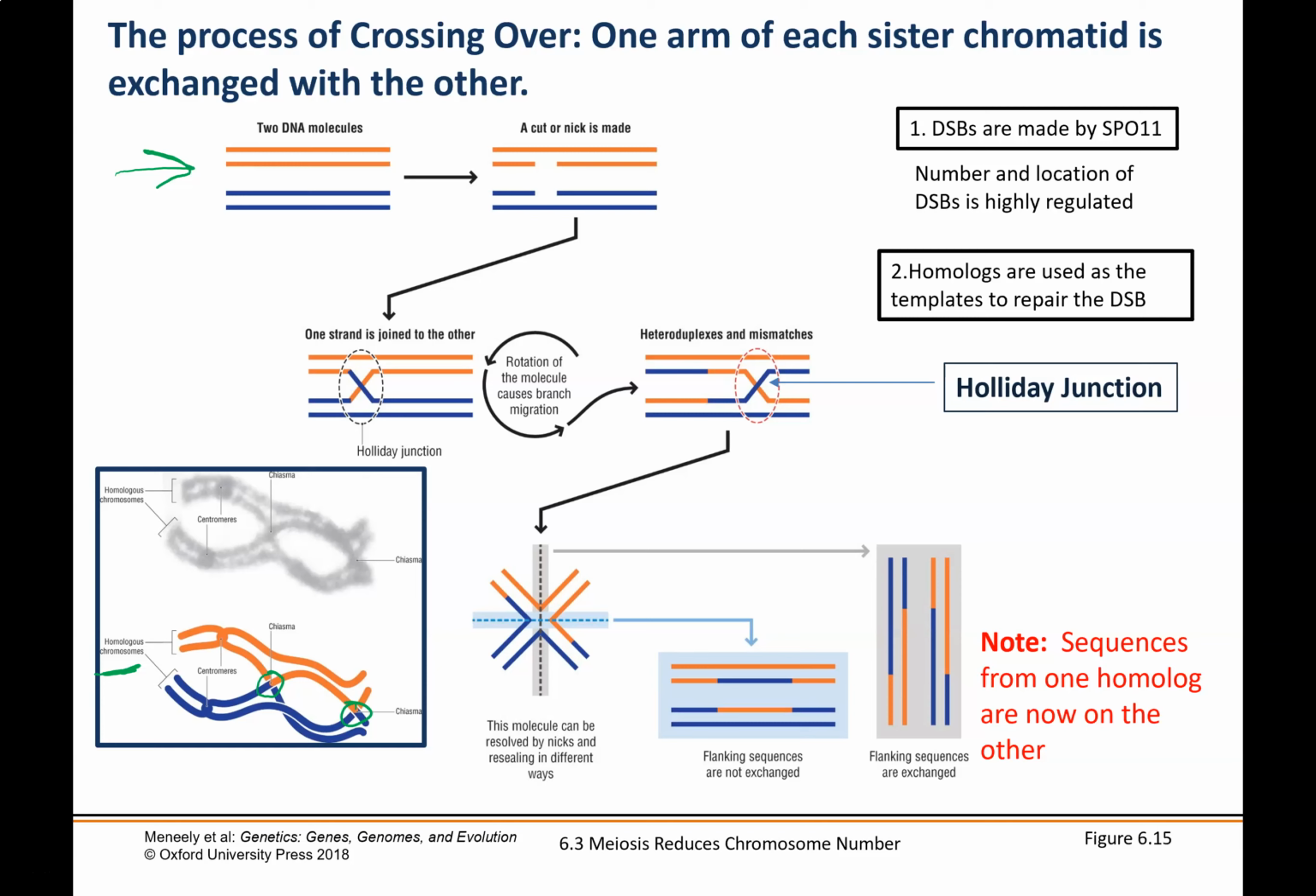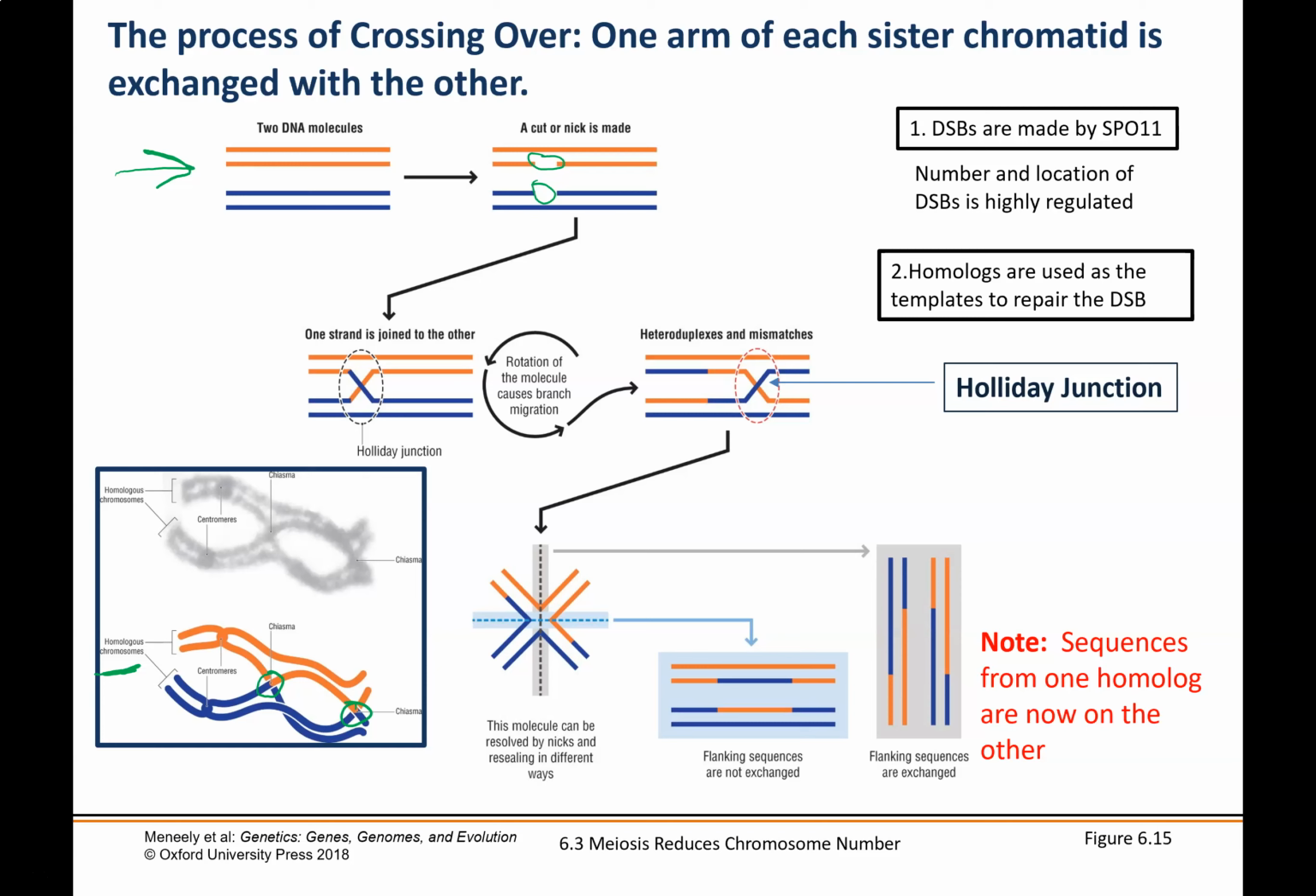So we're going to get a single strand break that is going to occur on one side of our chromosome here. So we get our cut here on both of our sister chromatids. Then we are going to join those pieces of DNA. They're going to be pulled together to produce this X shape here. Now that X shape is called a Holliday junction. So essentially what's going to happen here is that you're going to produce a break in your strand. So we're going to have two breaks.